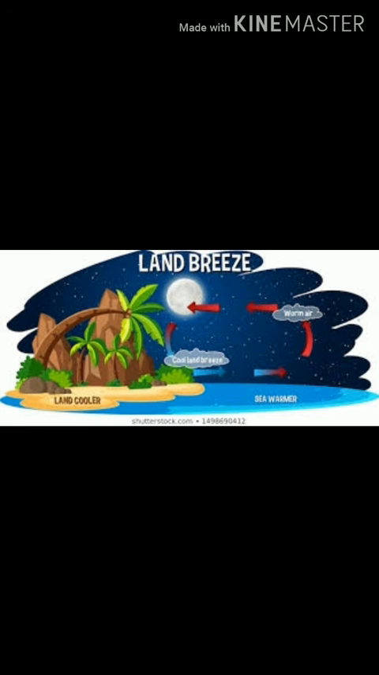And the land breeze: the wind blowing from the land towards the sea is called the land breeze. During night time, the land in the coastal areas cools down faster than the sea. The air above the sea is hotter than the air above the land. Therefore, the air above the sea rises and the air from the land, being cool, flows toward the sea. This results in the land breeze.